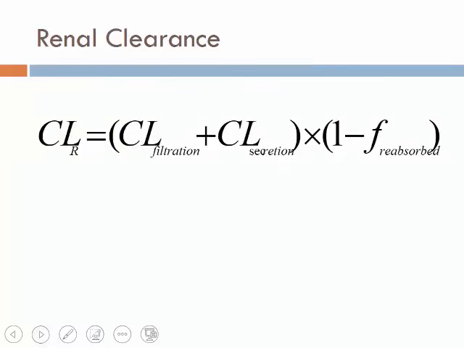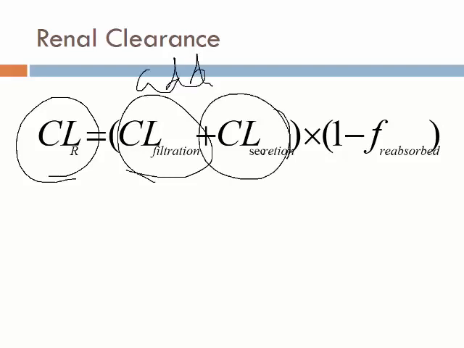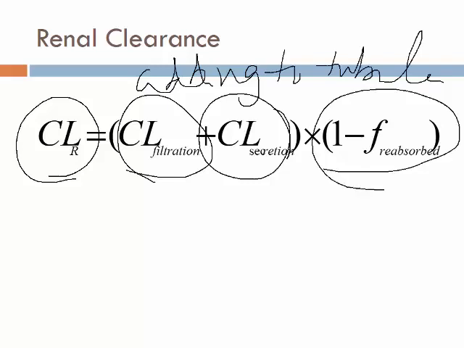So here's what describes our renal clearance with all of the processes. So here's our total renal clearance. We have the clearance of filtration plus the clearance of secretion. These two are adding drug to the tubule to go out in the urine, right? And then a fraction of that will be reabsorbed.